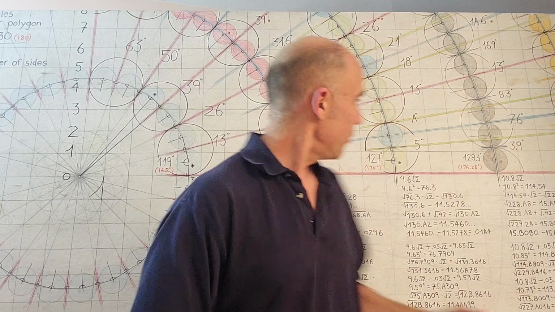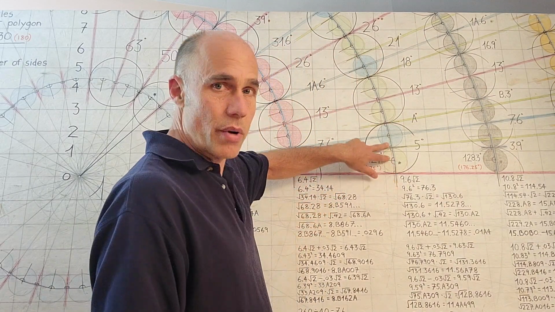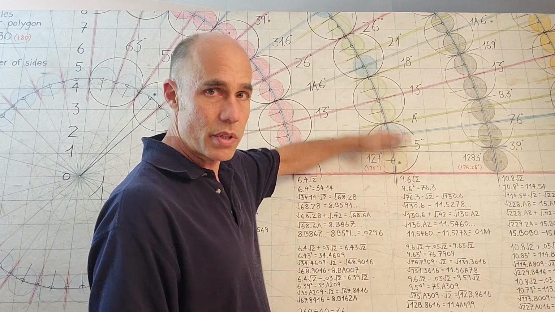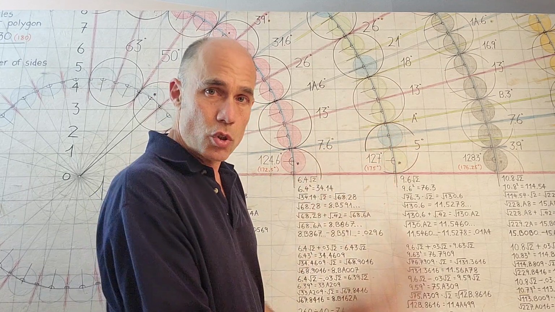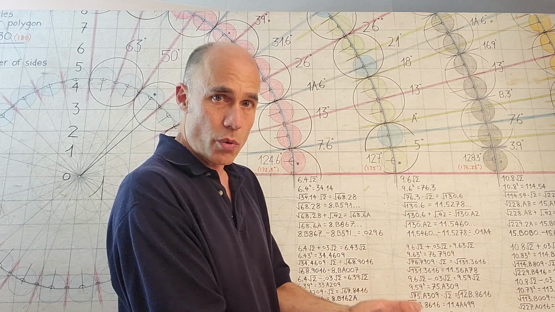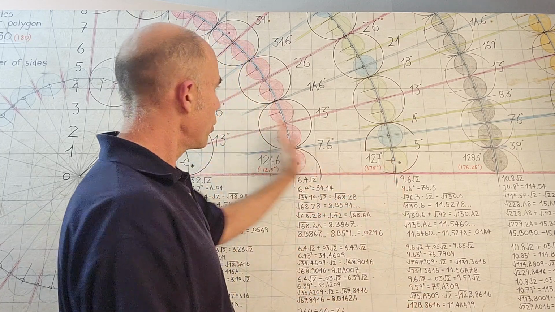Okay, so here we have the third ring, and here we generate the 5-degree sections, and half of 5 is 2.5. Then half of 2.5 is going to be 1.25. So there's our 1.25, but we're not there yet. We're only on the third ring.